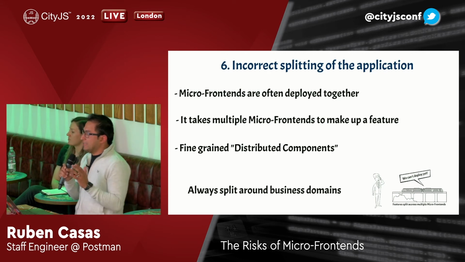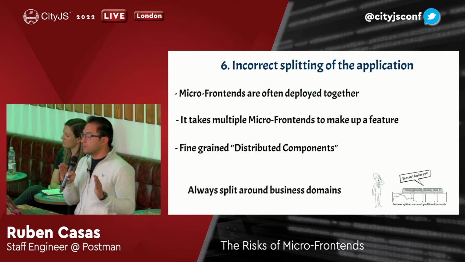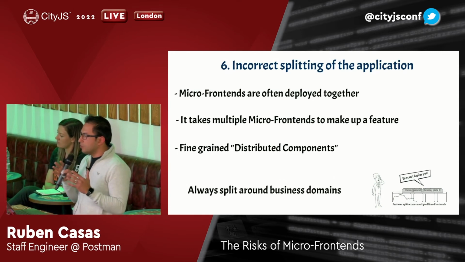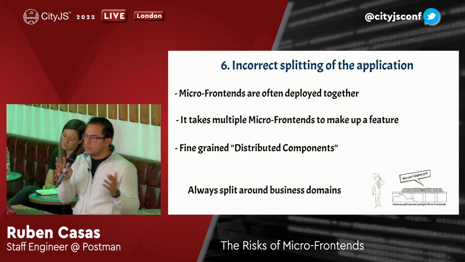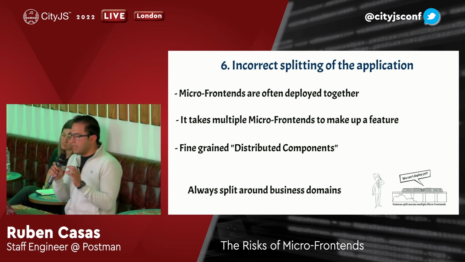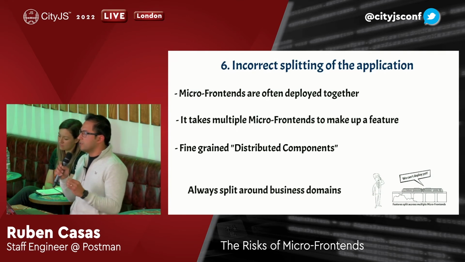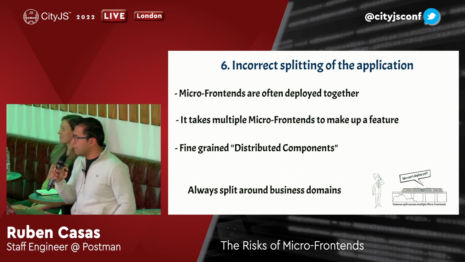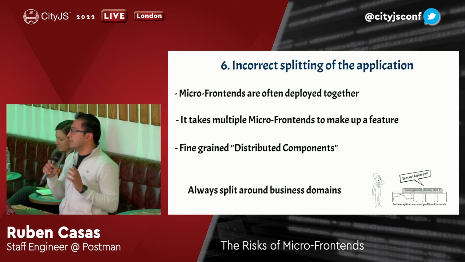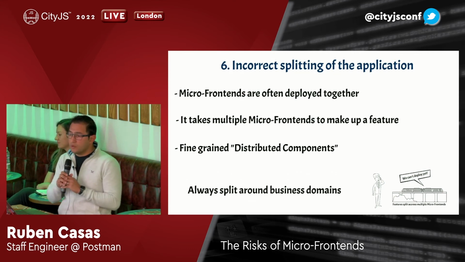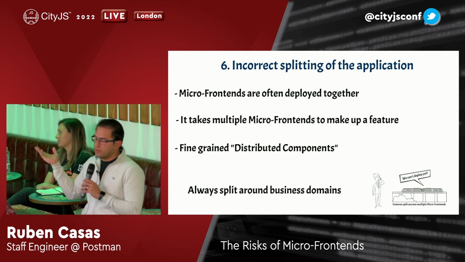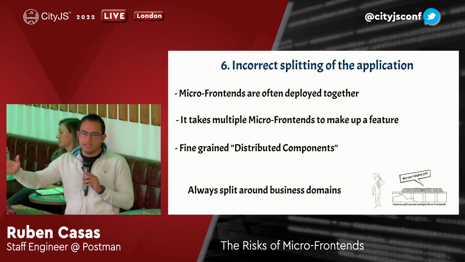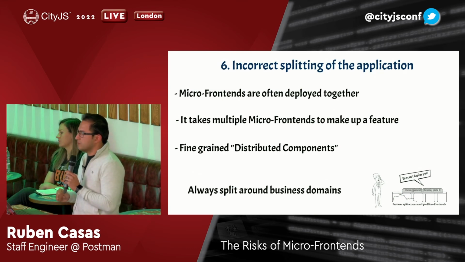And a red flag is when you start deploying 2 or 3 micro-frontends together. That's a red flag. Why? Because it means that they are probably coupled. And you start getting things like distributed components where they're really, really small and they don't make up one feature, which makes it very hard to get something working unless you deploy everything at once. So if you start deploying multiple micro-frontends at once, that's a red flag. The solution to all this is to split around business domains. So if you have a team working on something, split it there, and then you can save yourself some trouble.